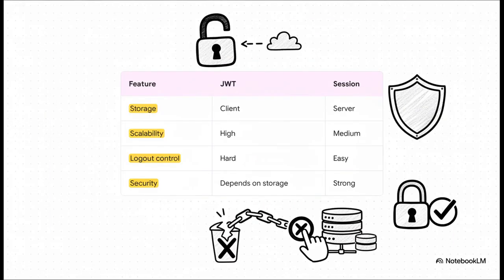This little comparison chart really lays it all out, doesn't it? JWT clearly wins on scalability because it's stateless. No contest. But take a look at logout control. With sessions, logging a user out is dead simple. You just delete their session from your server. Poof, they're gone. That kind of instant server-side control is a huge advantage for sessions.